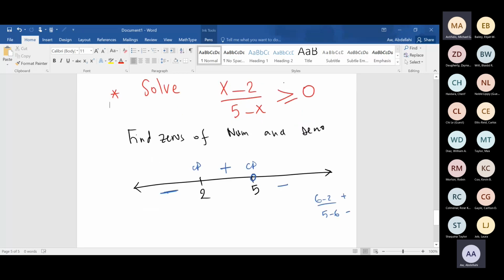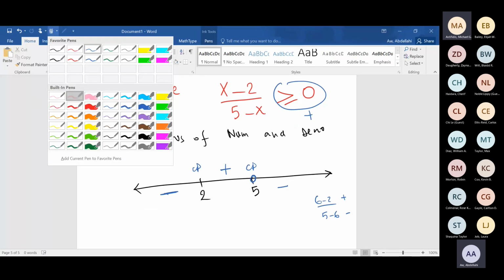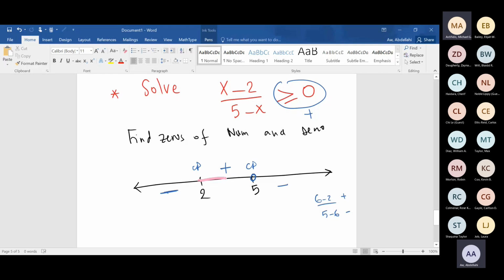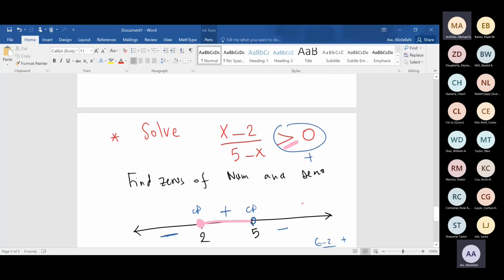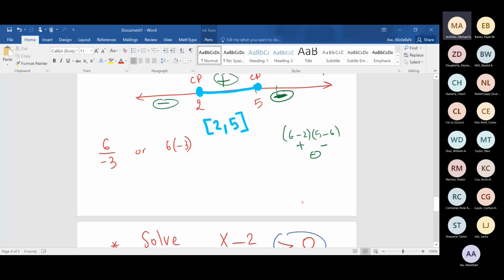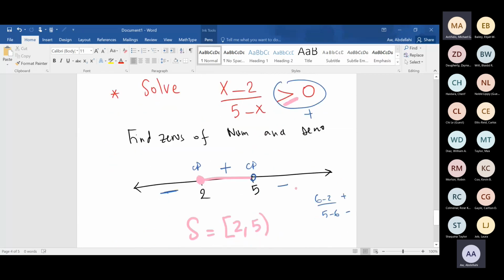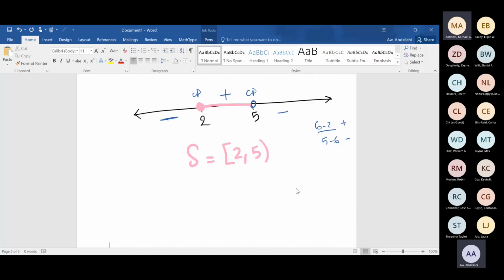So what sign am I looking for? I'm looking for the positive sign. Where do I see it? I see it here. We said 5 cannot be included, but 2 will be included because of the equal sign right here. So what is the solution? It is [2, 5), with a parenthesis. Do you see the difference between this solution and the other one? It is around the 5, right? This is how we solve rational inequalities in this form.